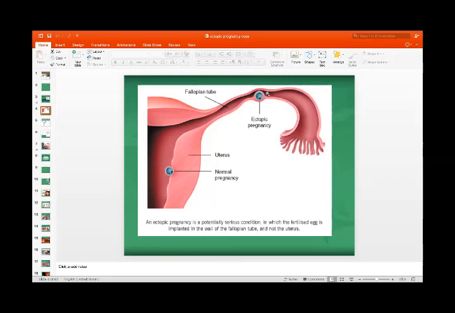And in a normal pregnancy, this fertilized embryo will be implanted into the uterine cavity. But sometimes this fertilized embryo does not go into the uterine cavity. It stays in the fallopian tube. It either goes out of the fallopian tube into the abdominal cavity, or it bypasses the uterine cavity and goes to the cervix and is implanted over there. So this is how the fertilized egg is implanted in the fallopian tube and not in the uterus.